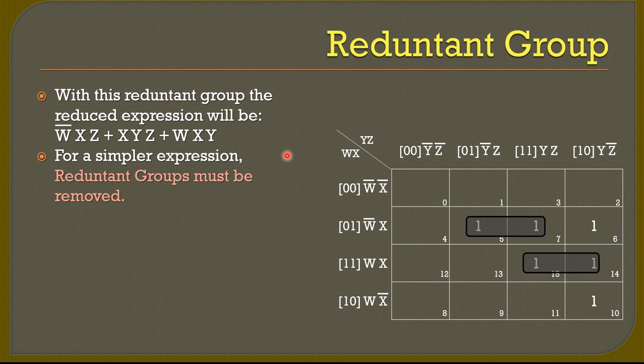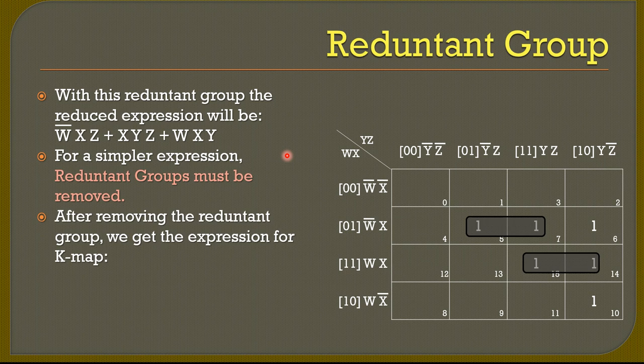Once you remove that, after removing the redundant group, you will have a simplified expression. That means you will have only 2 terms available. The first term is w dash x z, and the final term is w x y. This will be the expression you get after removing the redundant group.